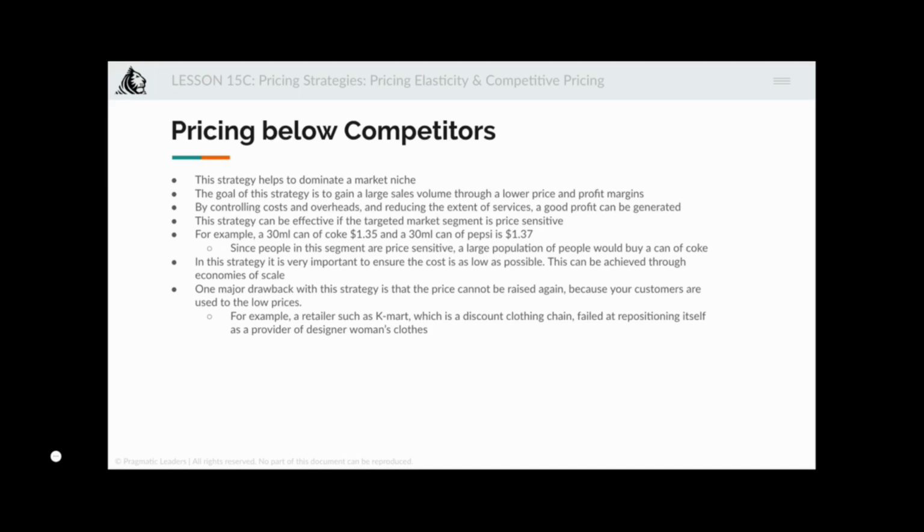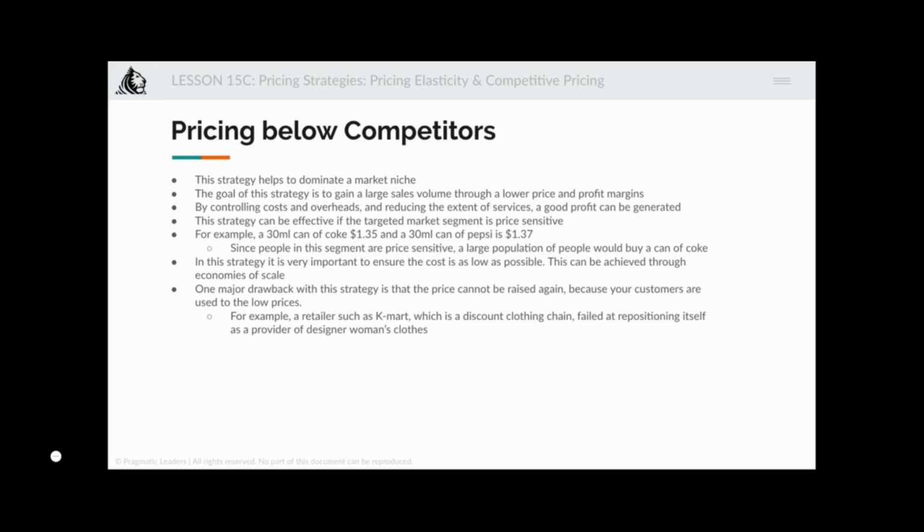because the volumes would most likely increase. If all your competitors are charging maybe $10 and you're charging $8, assuming that you are able to establish that the pricing is not reflective of poorer or inferior quality, there's a good chance you will be able to make more money, right? So for example, a 30 ml can of Coke is at $1.35, and a 30 ml can of Pepsi is at $1.37, right? And since people in this segment are price sensitive, there's a good chance that people will buy just Coke, right? Especially when you talk about bulk purchases, all of this adds up, right?